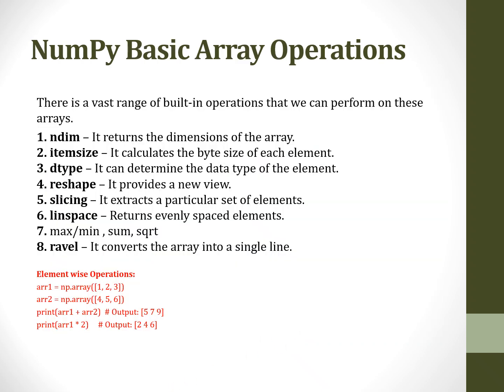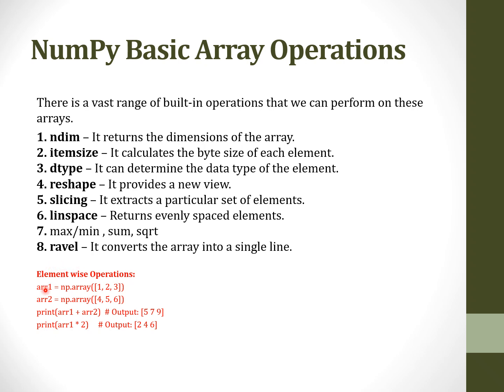So, basic NumPy array operations. These are the various functions available in NumPy. ndim, size, dtype, reshape, which we have already seen, linspace, maximum, minimum, sum, square root. These are special functions used to perform operations on the data in the array. If we want to convert the array into a single line, then we go for ravel.